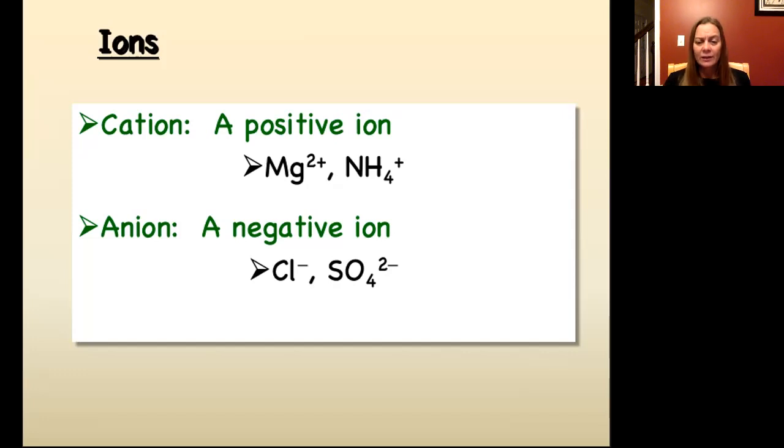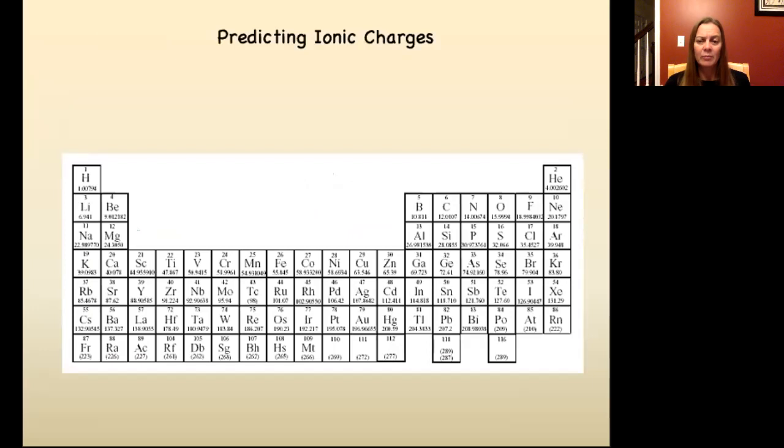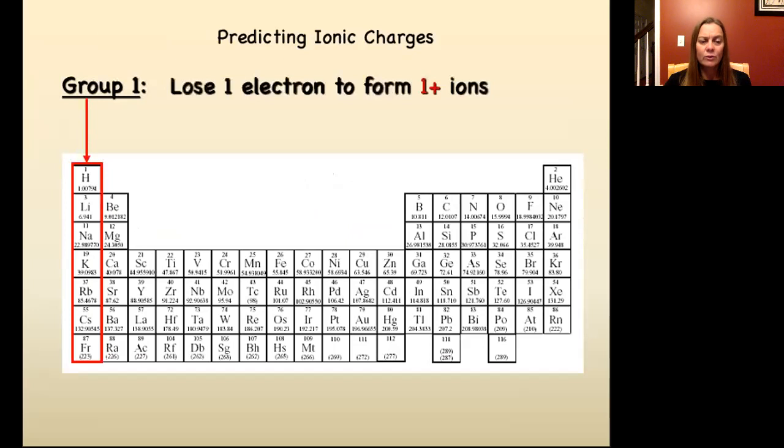Okay, so let's take a look at the periodic table and let's learn about predicting these ionic charges. So group 1, which are alkali metals, are going to lose 1 electron and they're going to form +1 ions. So as an example, hydrogen will lose 1 electron and it will have a +1 charge. And same thing with lithium, as well as sodium and potassium. So everything in this group is going to form a +1 charge.